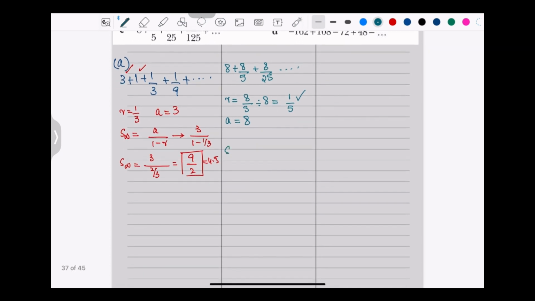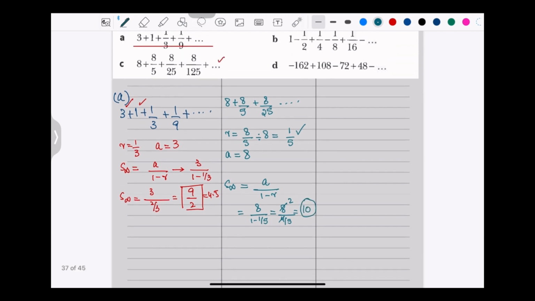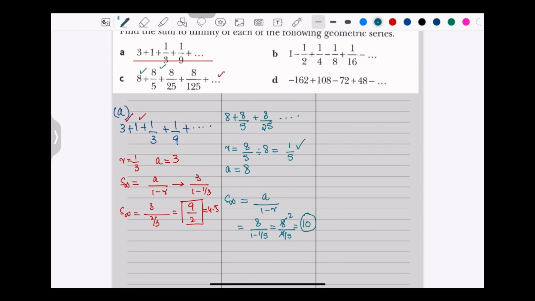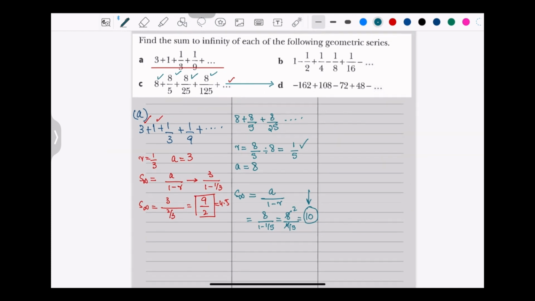So S infinity is a over 1 minus r, and 8 over 1 minus 1 over 5, which is 8 over 4 over 5, or 10. So this number means that if you add all the terms till infinity, the number will be a finite number, which is going to be 10.